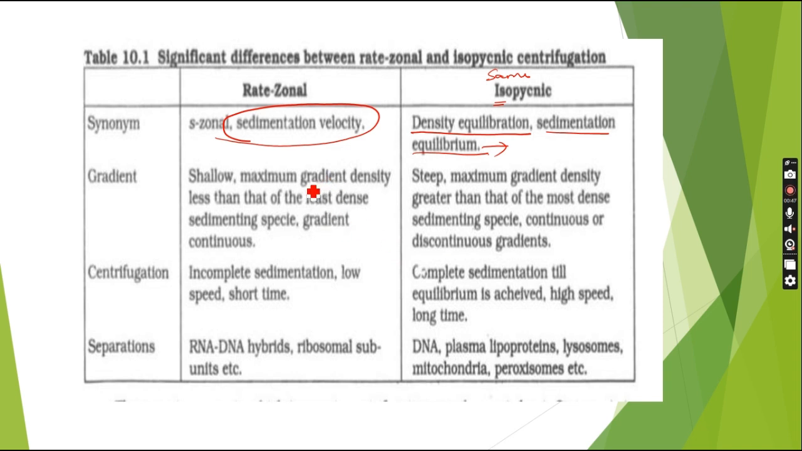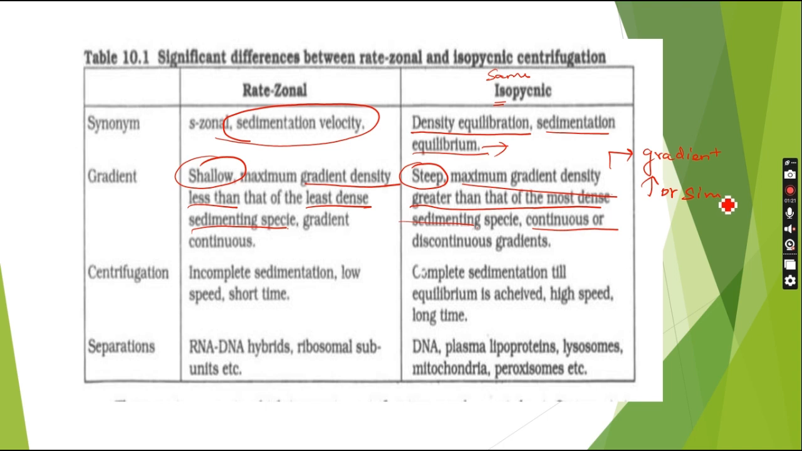The gradient differs because in rate zonal the gradient density is lesser than the least dense sedimenting species in the sample. So the gradient is going to be shallow. But in the case of isopycnic, it is going to be steep, because the maximum gradient density is going to be greater than that of the most dense sedimenting species, and it can be continuous or discontinuous.